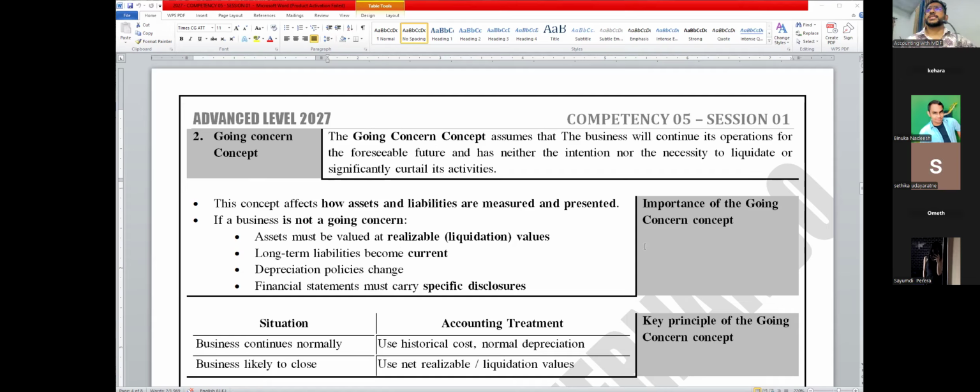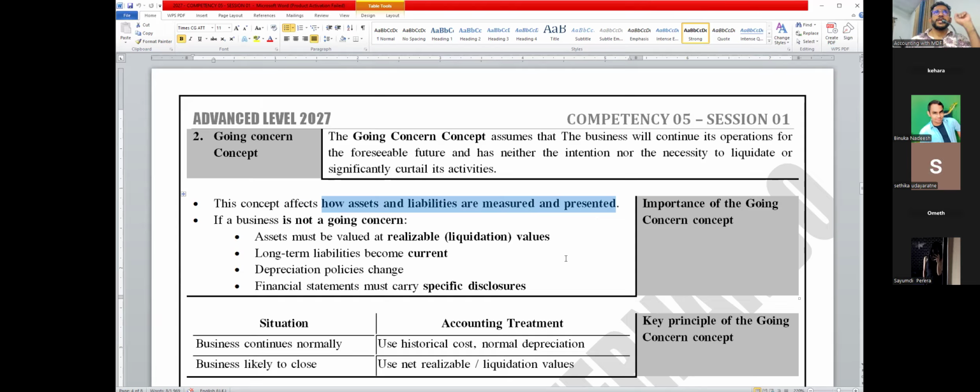Importance of the going concern concept. This concept affects how assets and liabilities are measured and presented. Something very important: going concern is most powerfully applied on assets and liabilities, how they are measured and how they are presented. Okay.